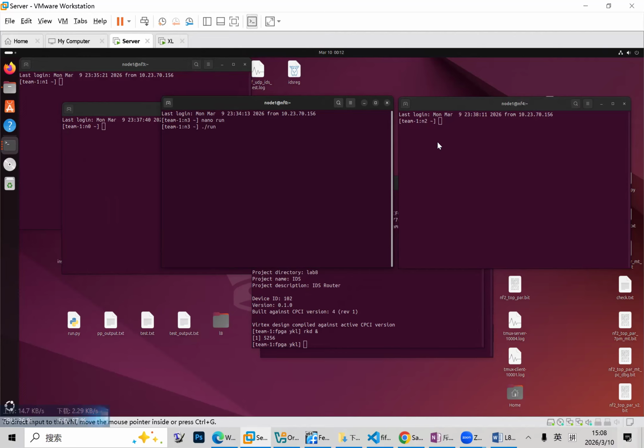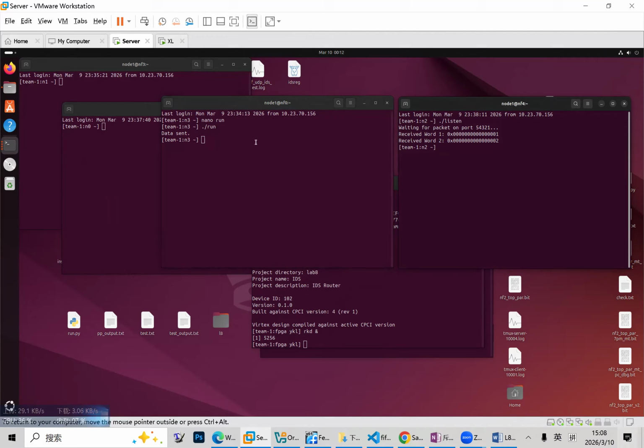Before we run, we need to listen from the client. So when we do the run, it will send two packets, and our target port will receive these two packets. Next we are going to do the bandwidth test.